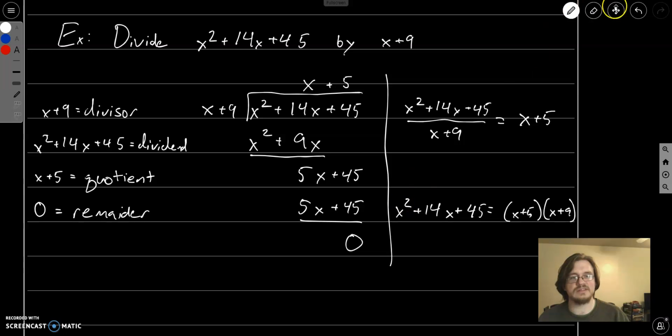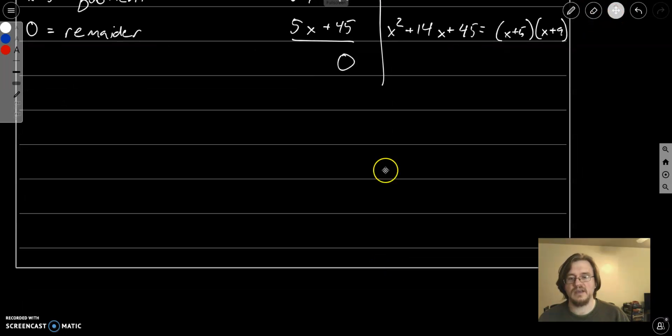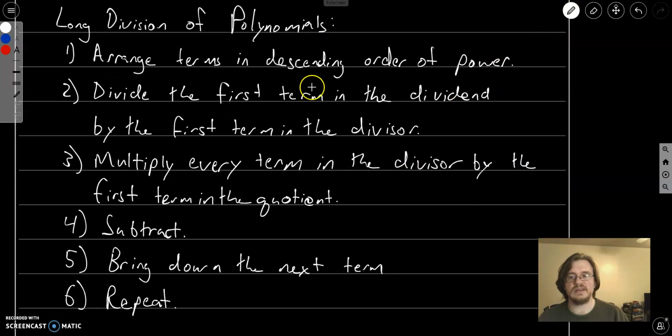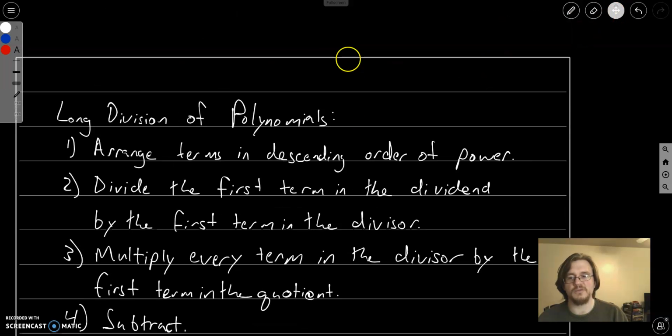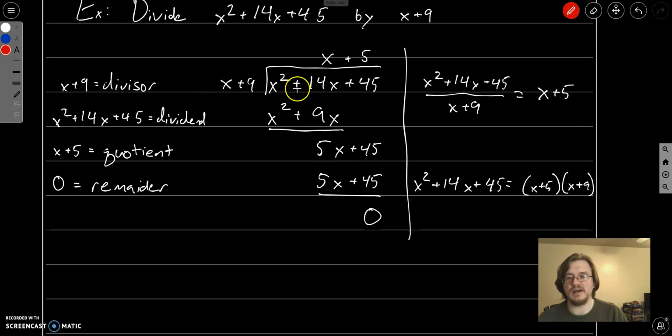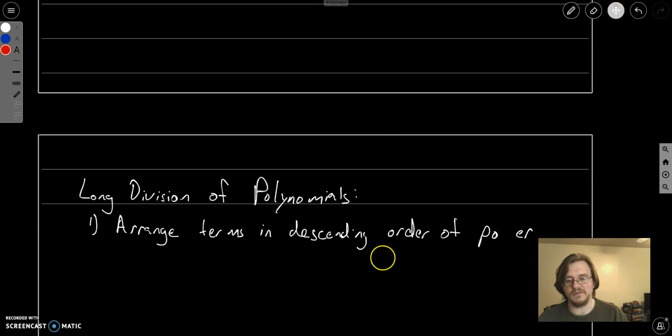So let's go through these steps more explicitly. The first thing that we didn't have to do was arrange the terms in descending order of power. So if we come back up and check, what are our powers here? This is to the second power. X by itself, we can think about as x to the first power. And then there's no x here, so this is the same thing as x to the 0 power. So 2, 1, 0, it's in descending order. Perfect.